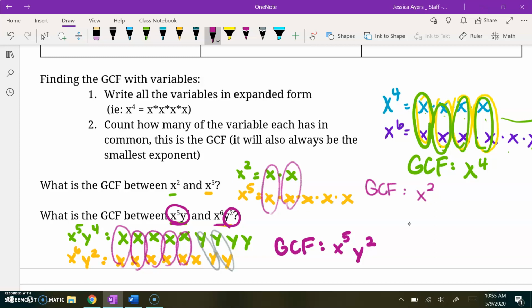In the next video, you're going to look at how to take the GCF and find it for an entire expression, variables and numbers combined.